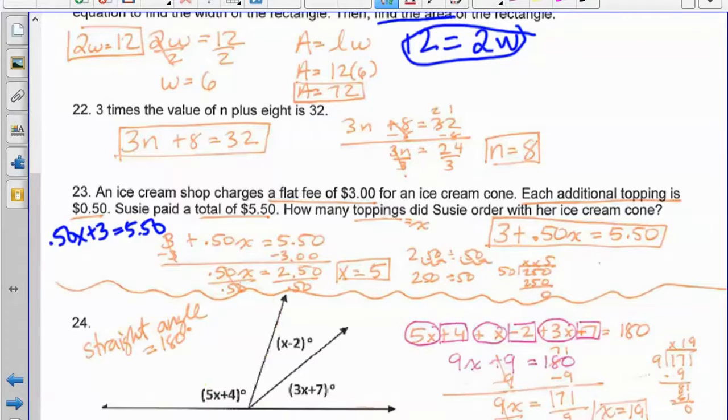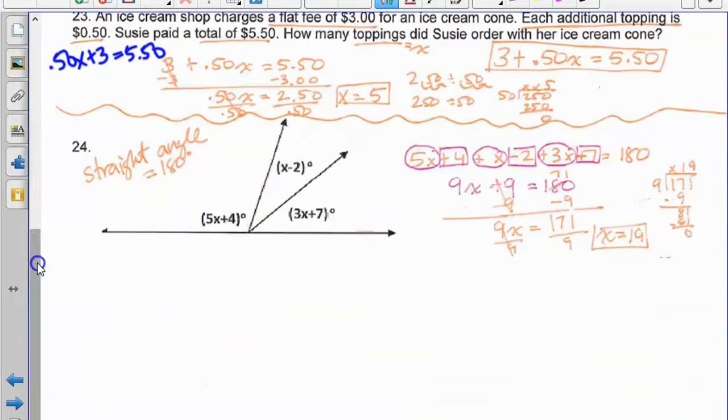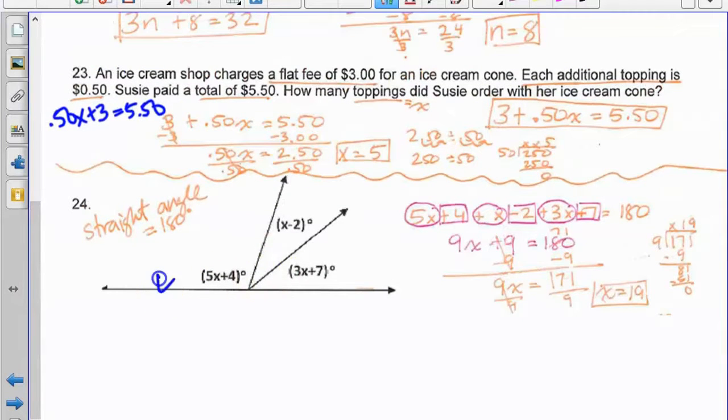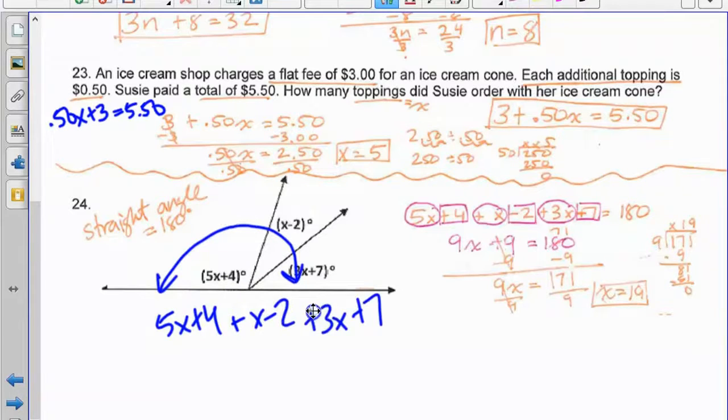Number 24 is just like the one that we saw on our last test. This entire angle going from here all the way to this side is equal to 180 degrees. So if I take 5x plus 4, you don't have to worry about the parentheses anymore, plus x minus 2, plus 3x plus 7. Adding all 3 of these angles should equal 180. So then I just combine like terms. Combine your like terms, you get 9x plus 9. It's a plus. 9 is equal to 180.